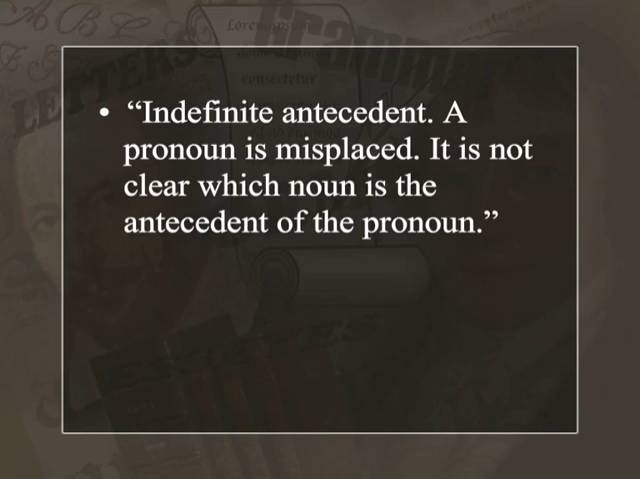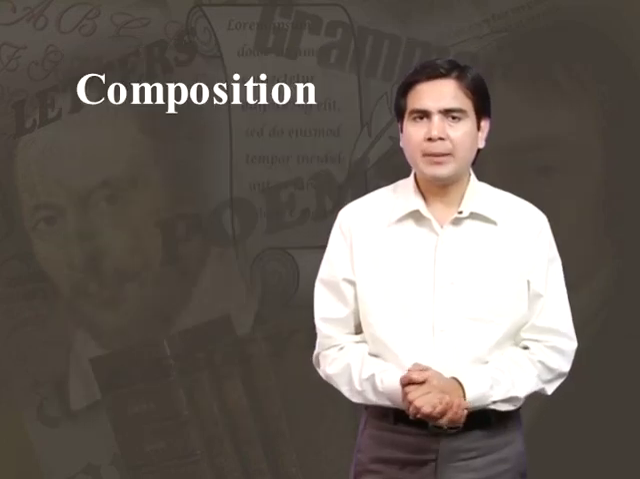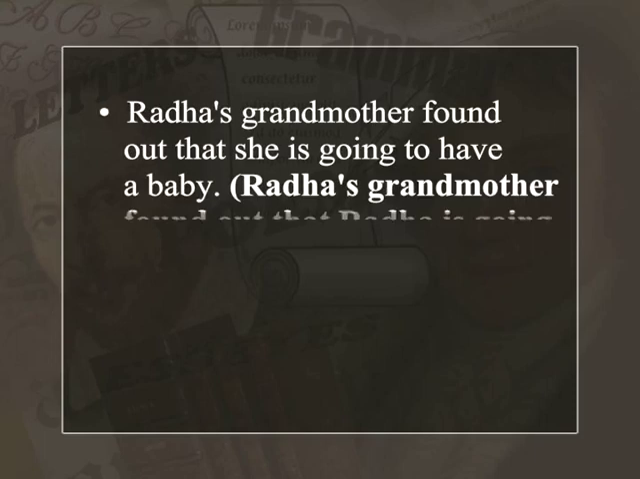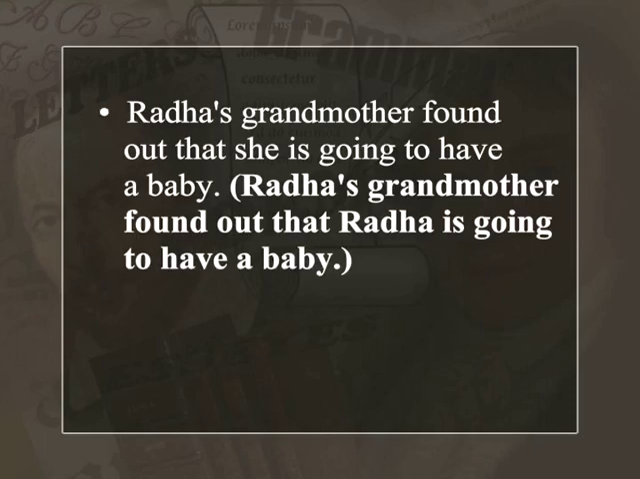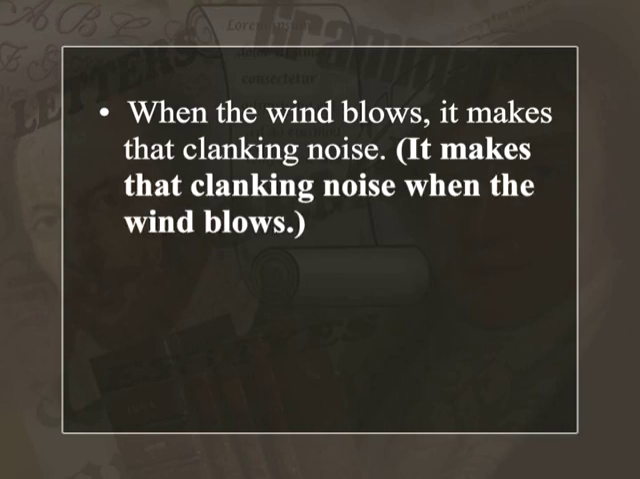Indefinite antecedent. A pronoun is misplaced. It is not clear which noun is the antecedent of the pronoun. Here are examples. Radha's grandmother found out that she is going to have a baby. Radha's grandmother found out that Radha is going to have a baby. When the wind blows, it makes that clanking noise. It makes that clanking noise when the wind blows.